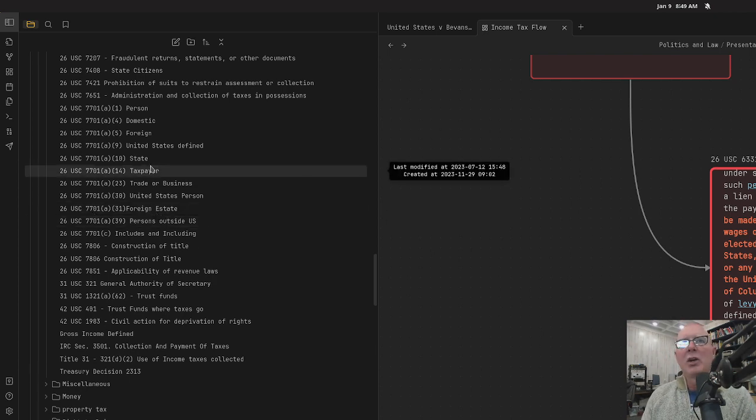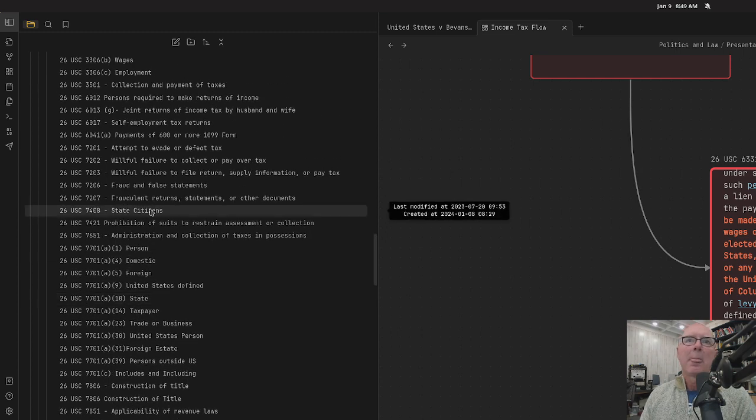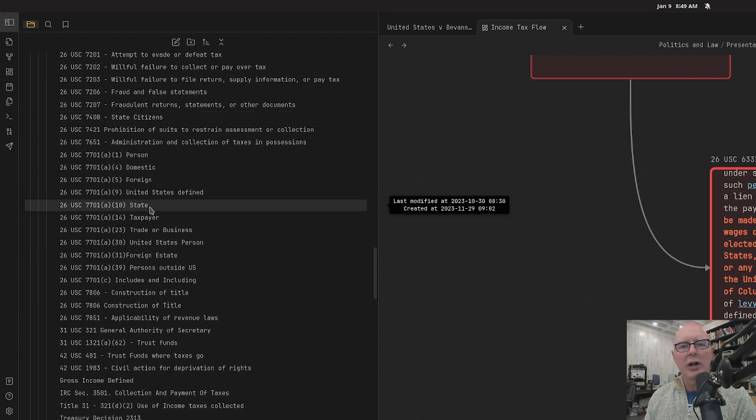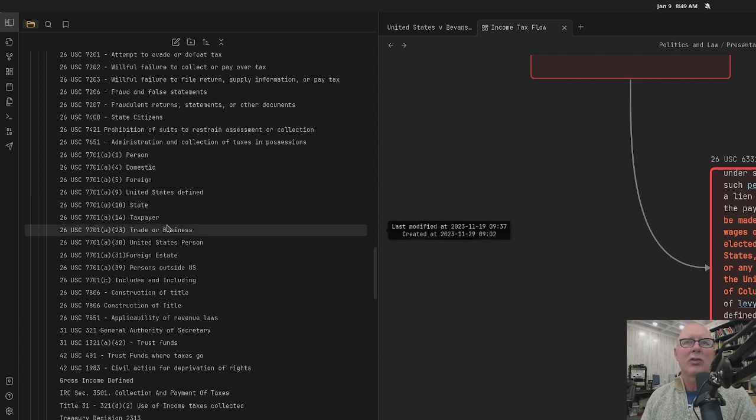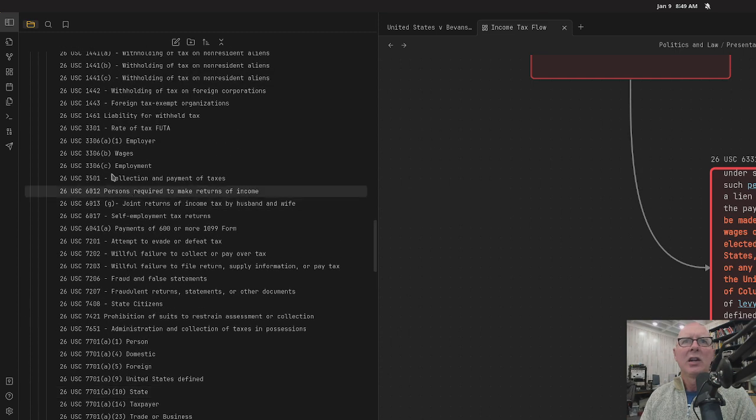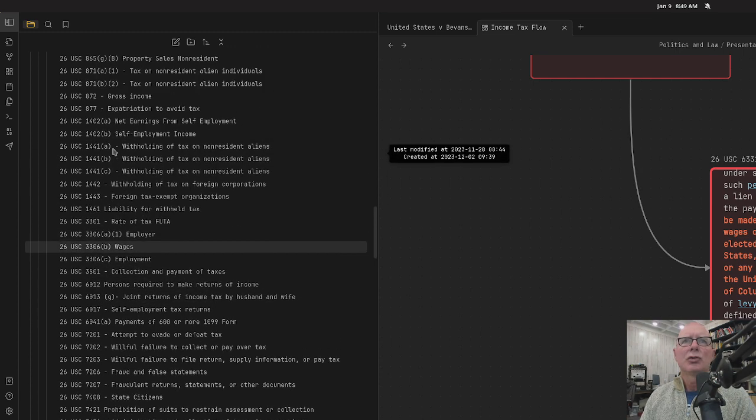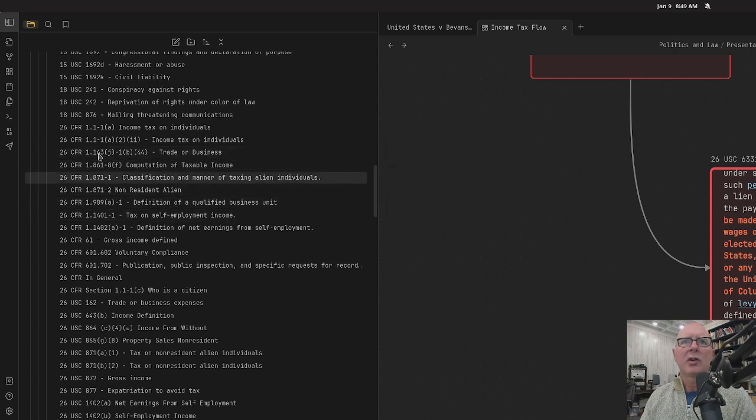Just as an example, the term trade or business, in a lot of the sections, it will tell you that trade or business is defined as in section 162. Well, 162 doesn't define trade or business. It has no definition in there whatsoever.